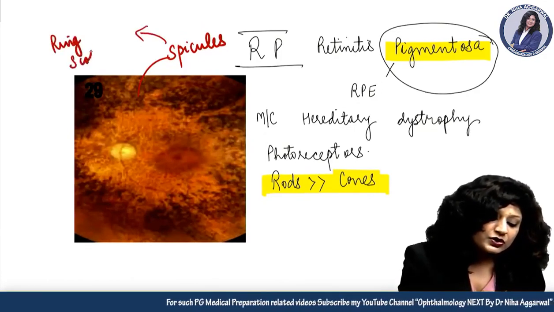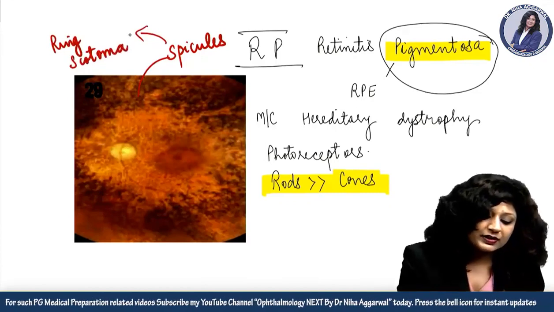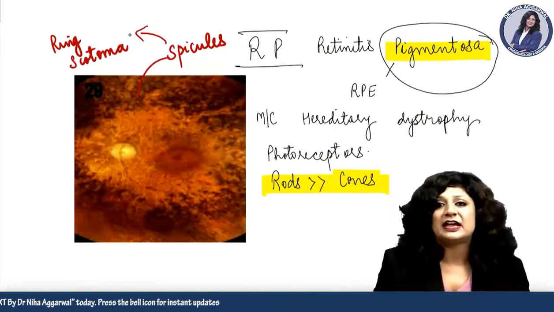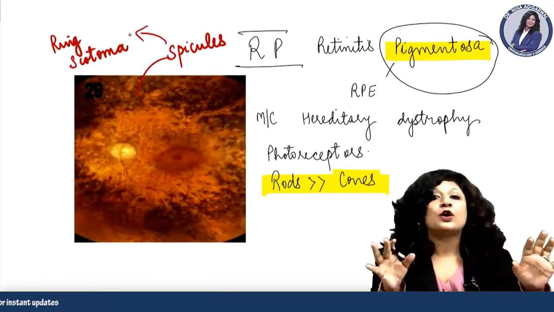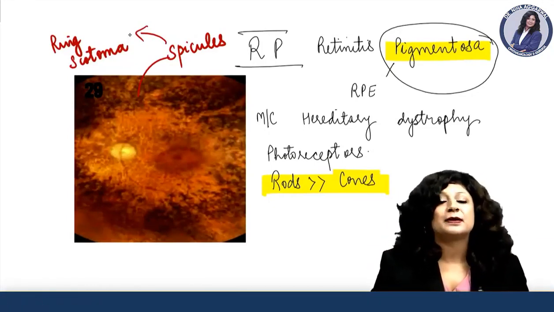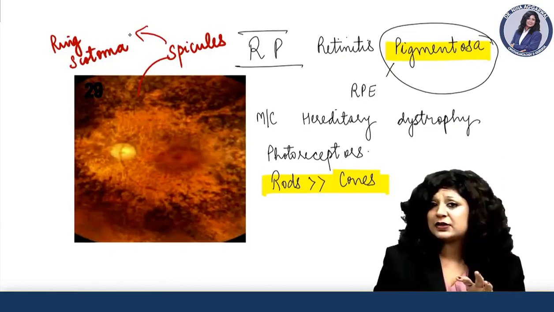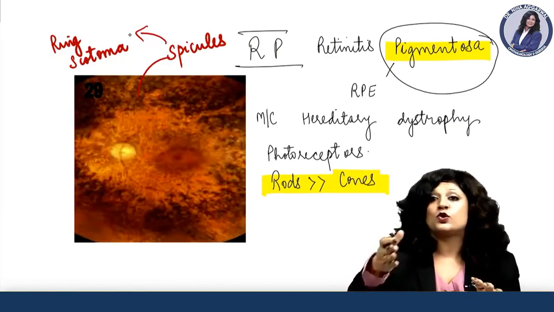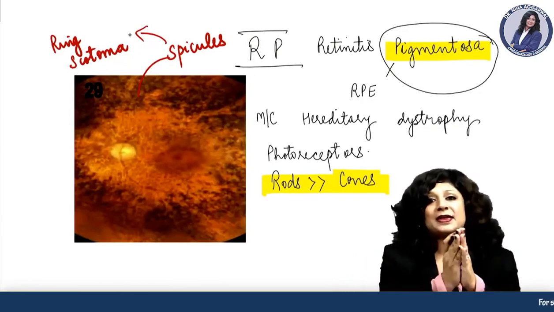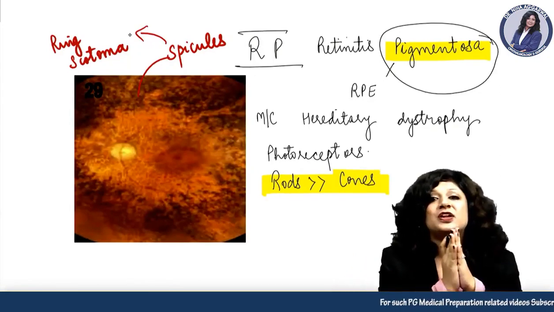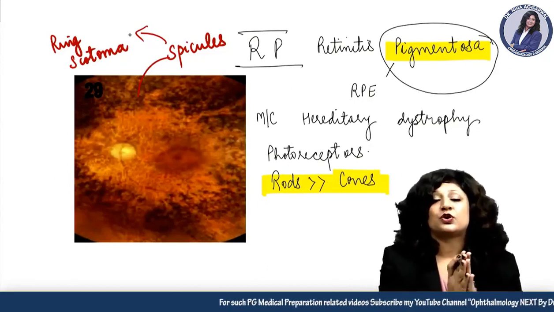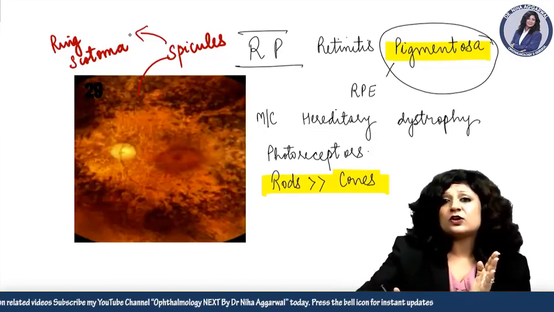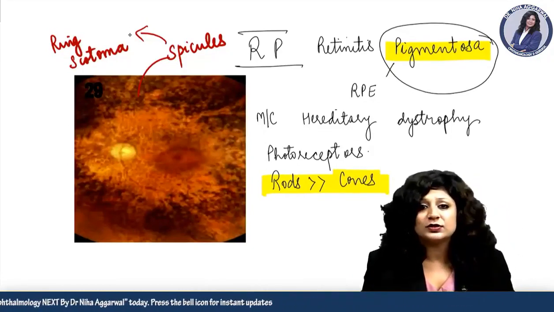Another important question, ring scotoma is found in. Ring scotoma is actually found in a patient of retinitis pigmentosa where the whole of the periphery is affected by the pigmentary spicules or the bony spicules, and a stage will come when the whole of the rods are affected, cones are not affected, and the patient will continue to have central vision, tunnel vision or tubular vision, and finally when cones are also affected, this central vision will also go.